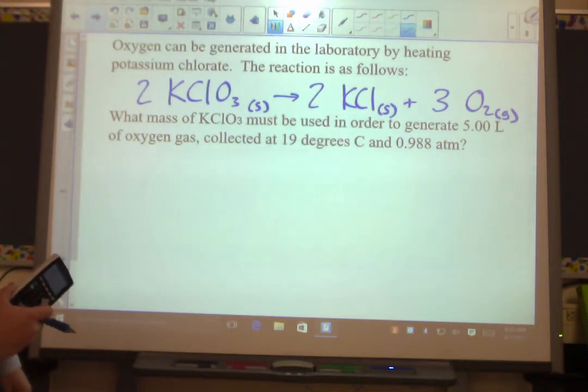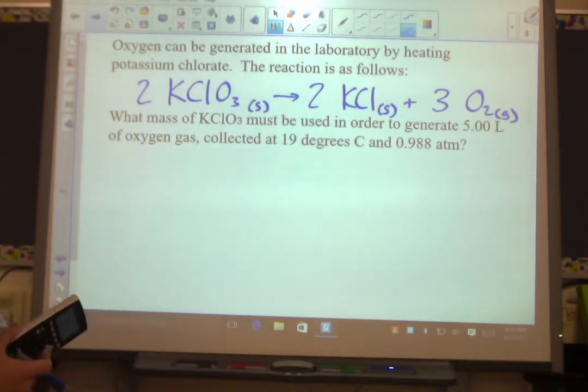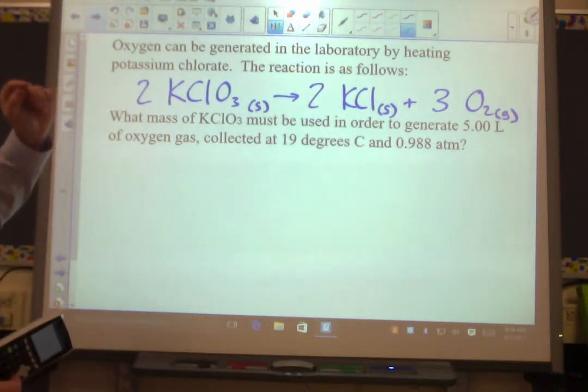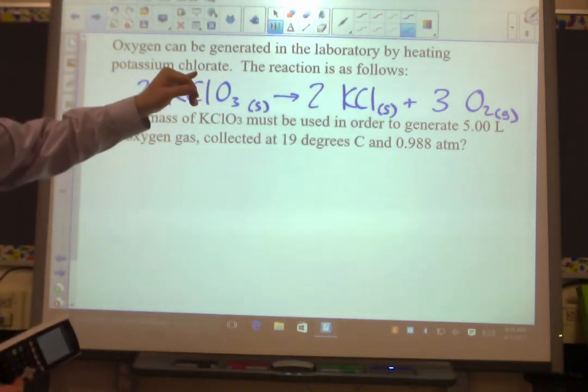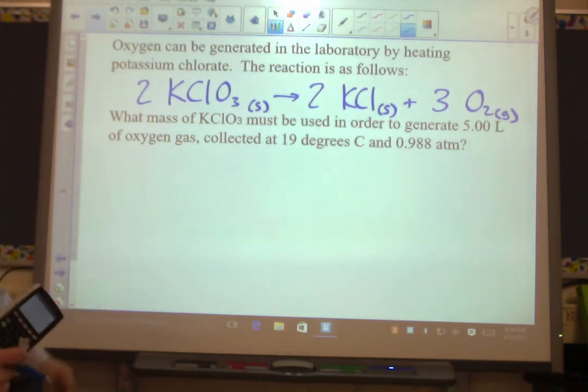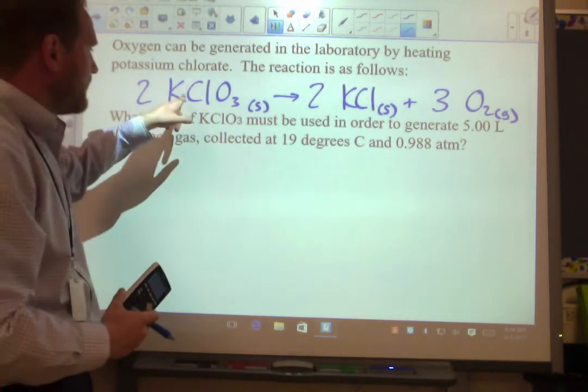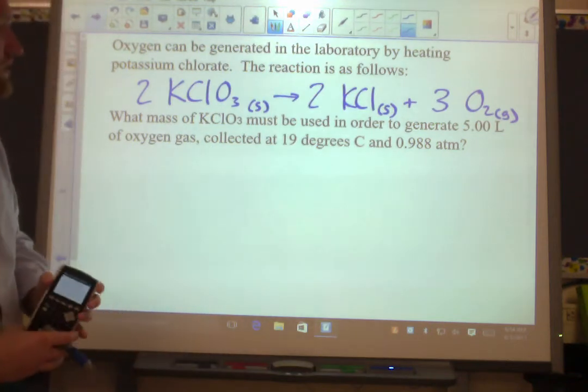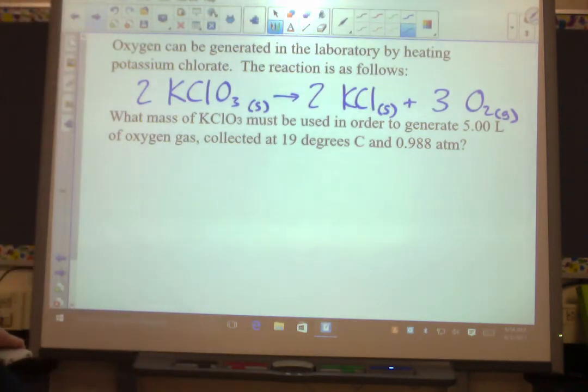Oxygen can be generated in the laboratory by heating potassium chlorate. The reaction is as follows: 2KClO3 solid yields 2KCl solid plus 3 O2 gas. What mass of KClO3 must be used in order to generate 5.00 liters of oxygen gas collected at 19 degrees Celsius and 0.998 atm? Okay, so this is definitely going to be a gas stoichiometry problem.